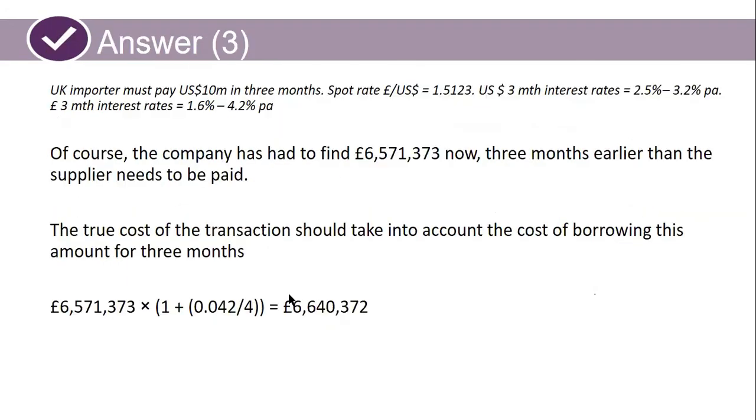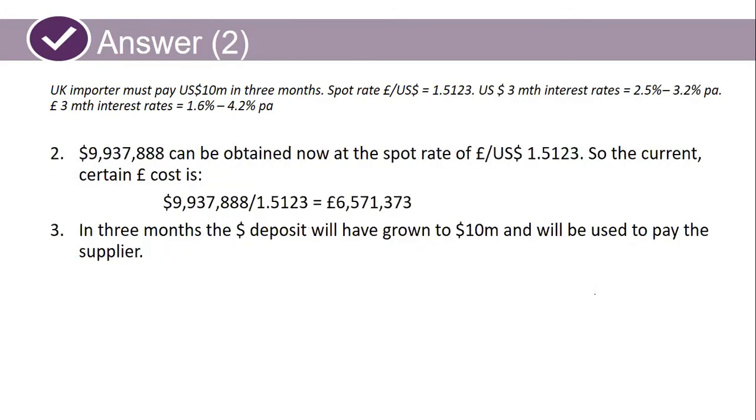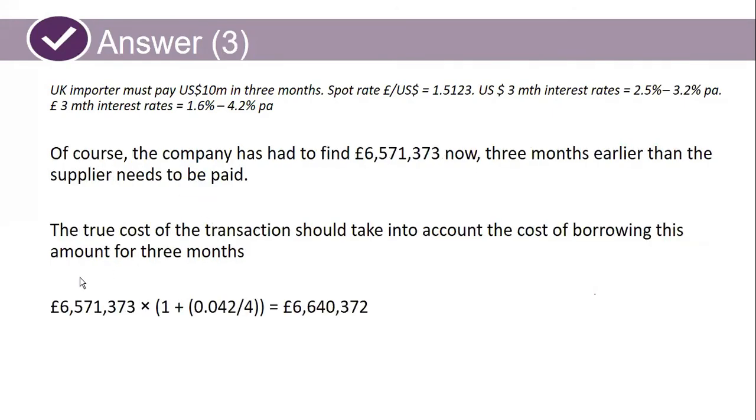Okay, is it clear? Yes, sir. So we made some interest income also. Our objective was not to make income, but we did make income. The difference of 10 million and 9.9 is my interest income, and the difference of 6.571 and 6.640 is my interest expense. I will make this plus minus, and whatever is the net answer, that is the cost of this transaction.